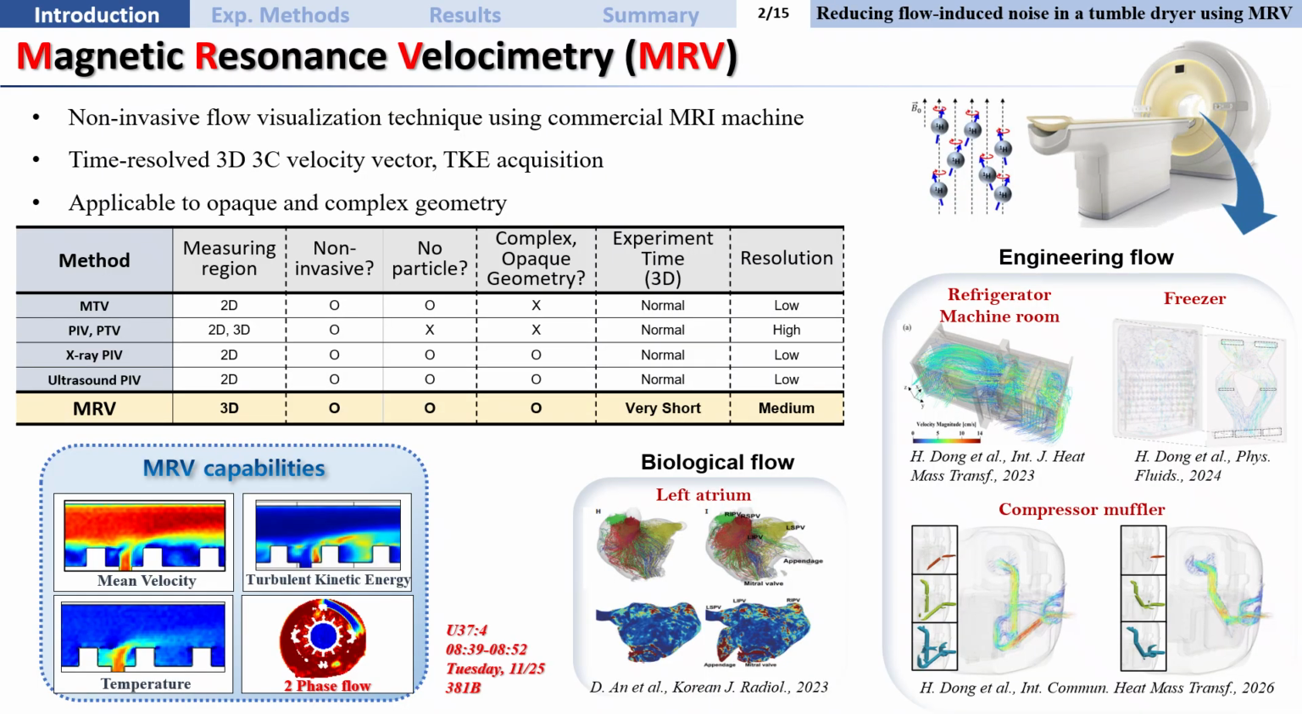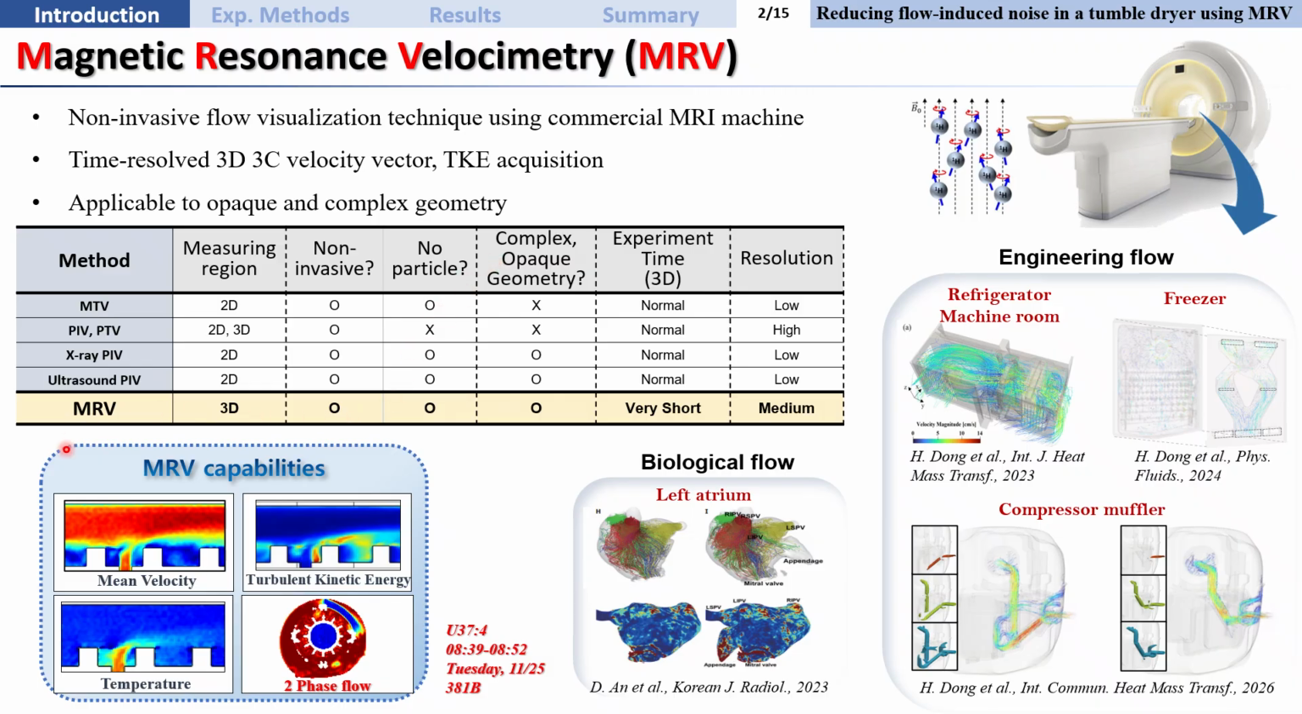Okay, first, I will give you a brief introduction to MRV. MRV is a flow visualization technique that uses a conventional MRI scanner. It measures in a 3D region, and it's a non-invasive technology that doesn't require tracing particles. And because MRV uses magnetic field signals for measurement, it's suitable for complex and opaque flow environments.